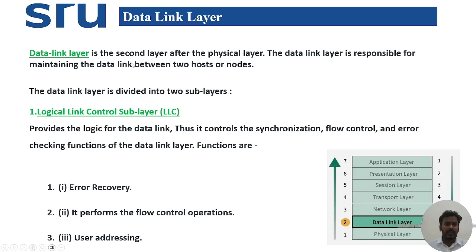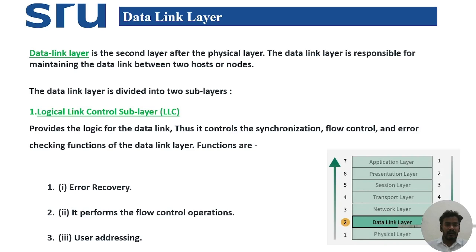The data link layer is divided mainly into two sublayers. One is the logical link control sublayer. What is the role of the logical link control sublayer? It provides a logical link for data links, thus it controls the synchronization and flow control of data and the error checking functions of the data link layer while transferring the data from sender to receiver or host to node.